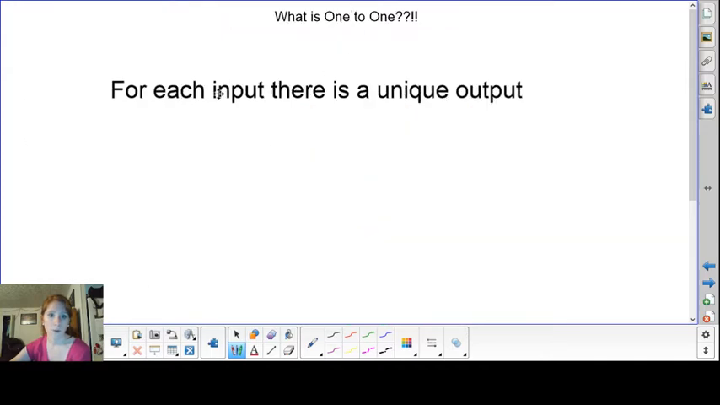Alright, so what does it mean to be one-to-one? For each input, there is a unique output. So, for example, when I plug in a number, I shouldn't be able to get the same number later on.